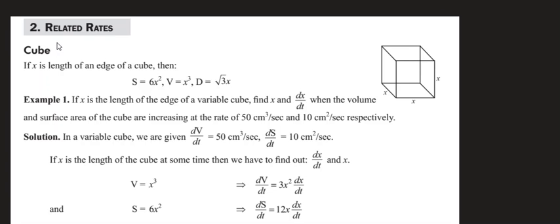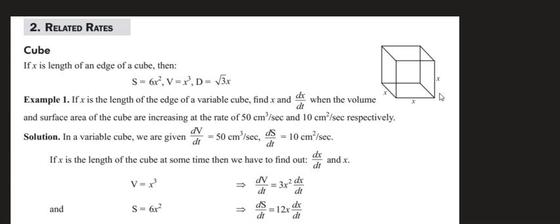In this tutorial, we'll be discussing the application of derivatives in the case of related rates. For instance, we'll be discussing the cube and how this cube is getting expanded in terms of surface area, volume, and diagonal. You know very well what a cube is.